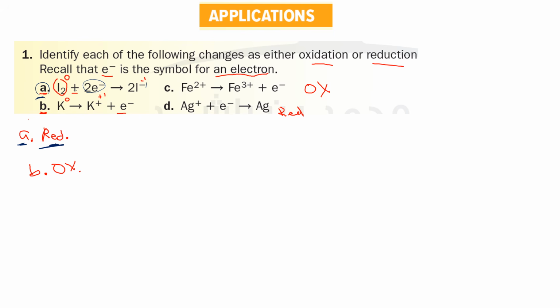فأكيد reduction لأن الشحنة انخفضت أو الأكسيديشن نمبر انخفض. Also لما تلاقوا الإلكترونات موجودة في النواتج معناها oxidation. So B is oxidation. Also the charge was 0 here. K was neutral. And the charge became +1 في النواتج. So it's oxidation لأن الشحنة زادت. Same thing with C and D. Okay, oxidation and reduction. يعني تقدرون تعرفونها من الشحنات تتغير إذا زادت oxidation، إذا انخفضت reduction، أو من الإلكترونات لو كانت موجودة.